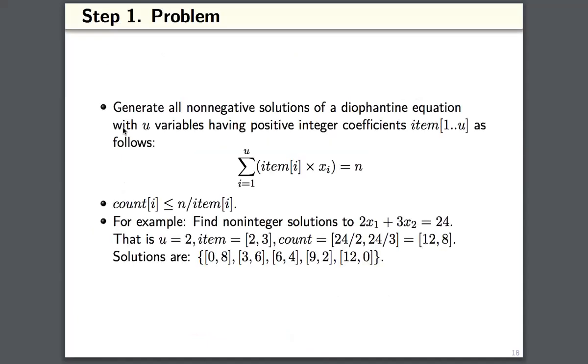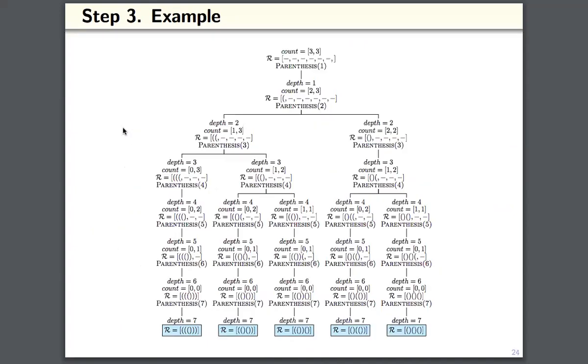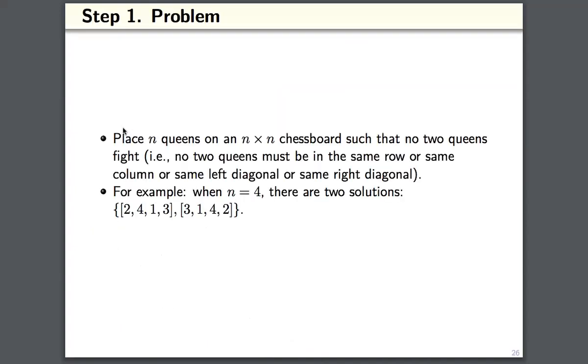So we'll skip all this. Let's directly go to the n queens problem. This is a very famous problem. So what is the n queens problem? You are given an n cross n chessboard. You want to place n queens on an n cross n chessboard such that no two queens fight.